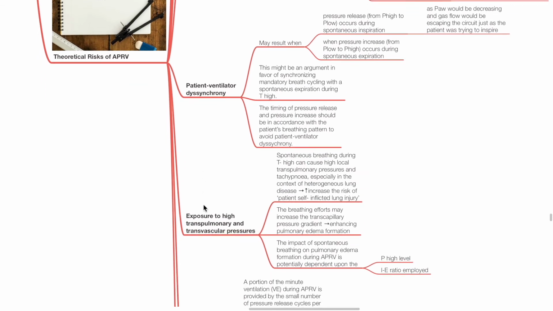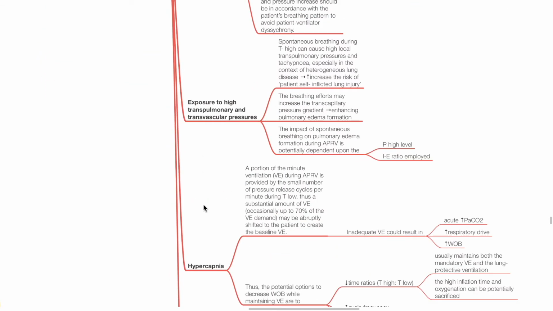The next risk is exposure to high transpulmonary and transvascular pressures. Spontaneous breathing during T-high can cause high local transpulmonary pressures and tachypnea, especially in the context of heterogeneous lung disease. This increases the risk of patient self-inflicted lung injury. The breathing efforts may increase the transcapillary pressure gradient, enhancing pulmonary edema formation. The impact of spontaneous breathing on pulmonary edema formation during APRV is potentially dependent upon the P-high level and IE ratio employed.